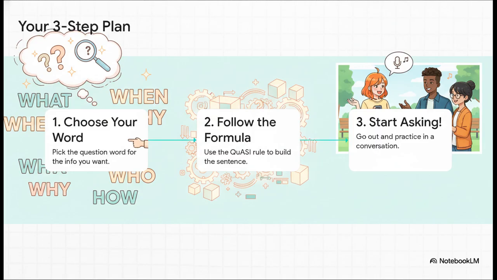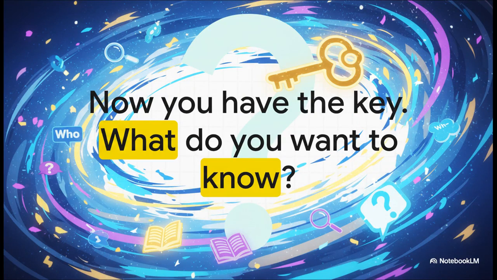So let's boil this all down into 3 simple steps. Step 1, pick your question word. What, where, when, whatever you need to know. Step 2, build your question using that golden quasi formula. And step 3, the most important one of all, get out there and start asking questions. Start having those real conversations. Look, you now have the key to unlock so much more of the English language. You can get real information, have deeper conversations, and connect with people. So the only question left is, what do you want to know?